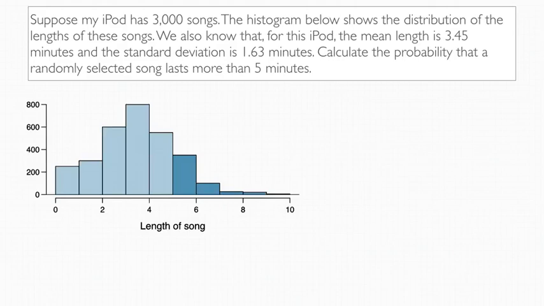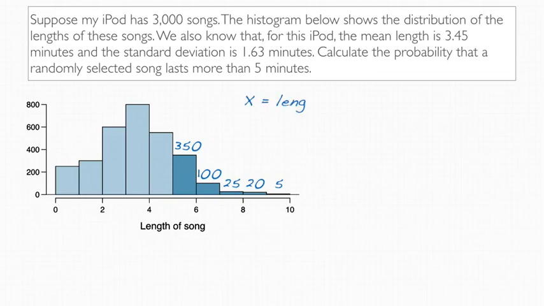This will require eyeballing the heights of these bars. It looks like there are roughly 350 songs that last between 5 and 6 minutes, 100 between 6 and 7 minutes, 25 between 7 and 8 minutes. I'm kind of making these numbers up, but I'm making an educated guess here. So your estimates might be slightly off, but should be within this range. 20 songs maybe between 8 and 9 minutes, and 5 songs maybe between 9 and 10 minutes. It seems like there are no songs on this iPod that last more than 10 minutes.